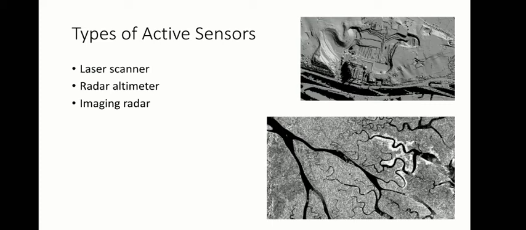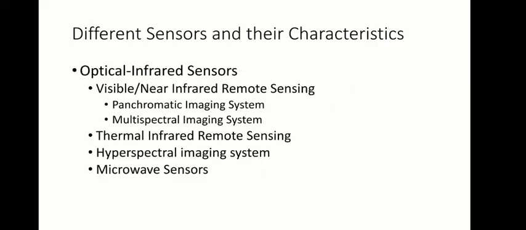Now we have talked about different types of active and passive sensors. Now it is time to talk about the characteristics of the sensor. Different sensors have different characteristics, and you know that most sensors are selected on the basis of these characteristics. So what are the characteristics and what are the sensors which we are going to talk about?